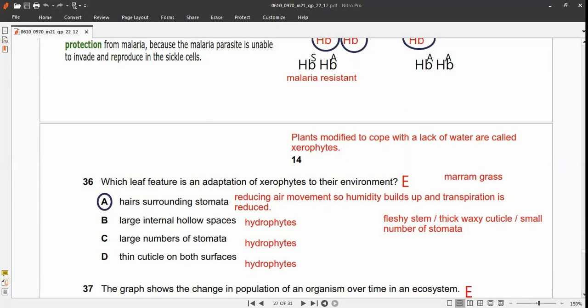Large internal hollow spaces? No, this is for hydrophytes. Large numbers of stomata? No, also for hydrophytes. But here, small number of stomata. Thin cuticle on both surfaces, also for hydrophytes. But for xerophytes, fleshy stem and thick wax cuticle, small number of stomata, and hairs surrounding stomata to reduce air movement so humidity builds up and transpiration is reduced.